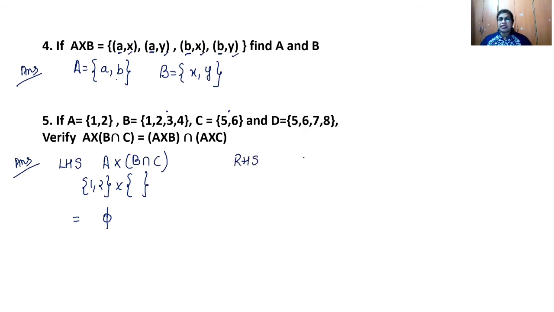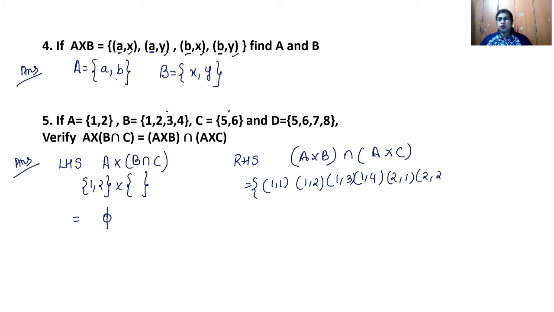Your right hand side is asking you (A cross B) intersection (A cross C). Let us first find the A cross B answer, then the A cross C answer, then check the intersection among them. So let us find A cross B. Here it is (1,1), (1,2), (1,3), (1,4). I finished one pairing with all the elements of B. Go to the second element: (2,1), (2,2), (2,3), (2,4). So this is your A cross B.